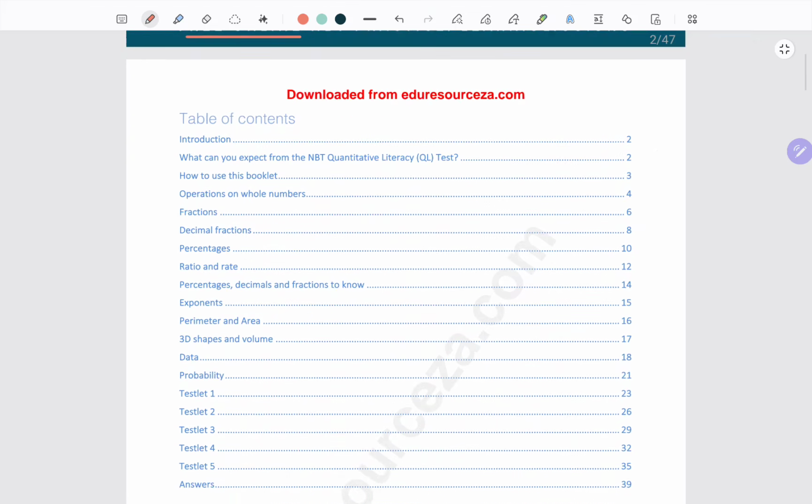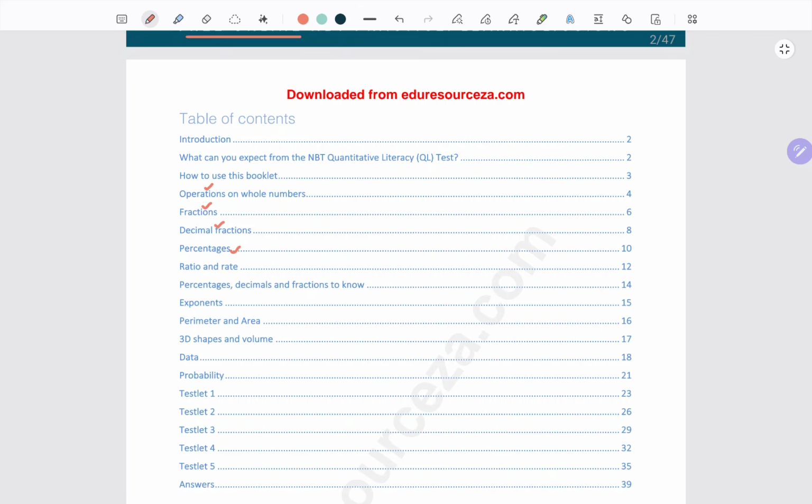Now if you just skim and scan through this table of contents, we can already see that we're going to be doing things like operations on whole numbers. We're going to be working on fractions. These are things you learn, guys, from as far back as grade sub B, things that you learned in sub B. I mean, I learned most of the stuff that I know from way back, okay? Dealing with decimal fractions, perhaps this you start to deal with in grade 7, grade 8, grade 9. Percentages also around that time.